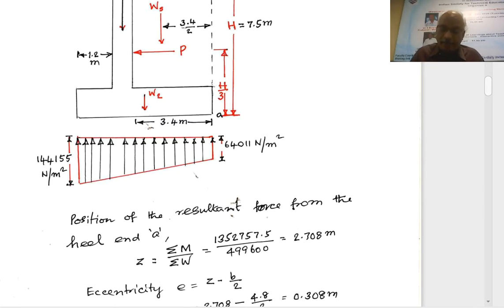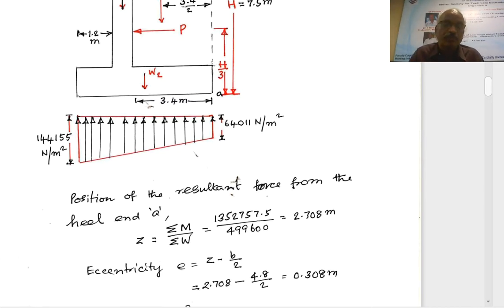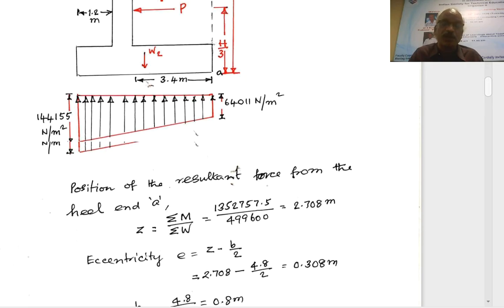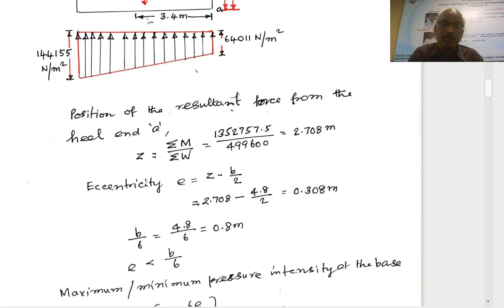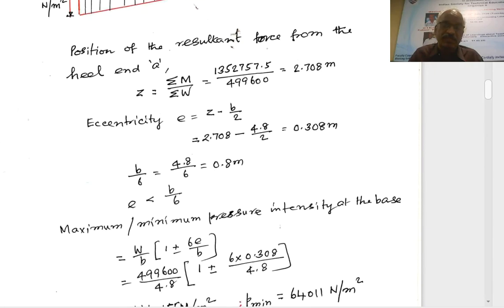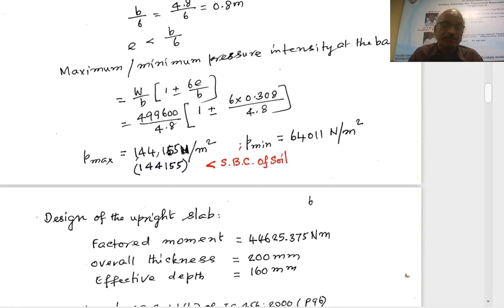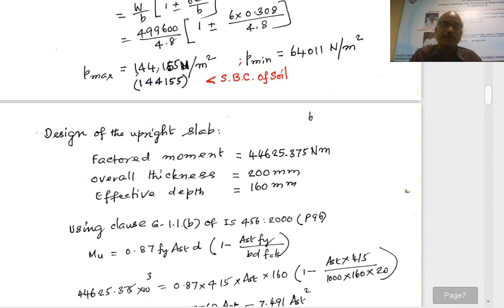Now, I can just go through the pressure diagram, because the values are to be used in the calculations later. Right. 144 and 64.011, that is about the maximum pressure. Right. Now design of upright slab.